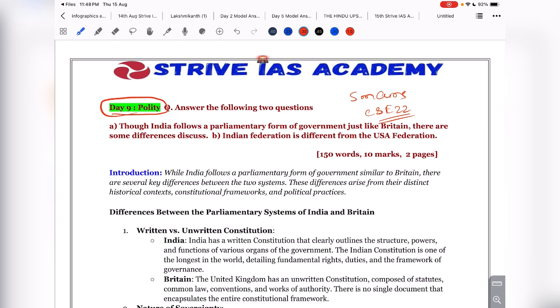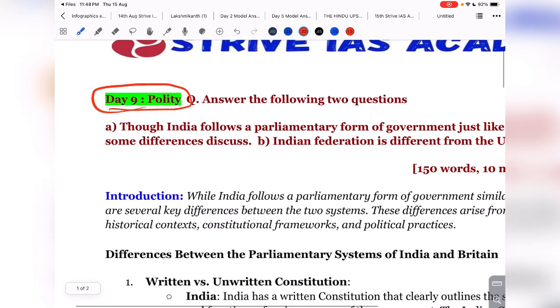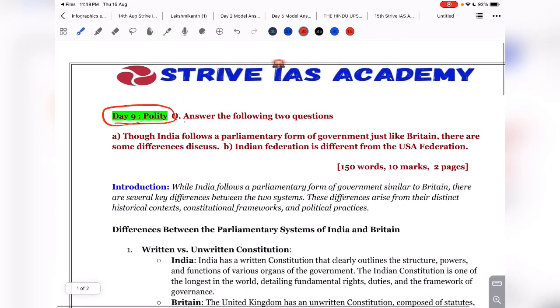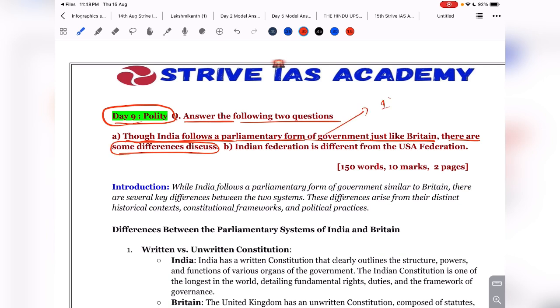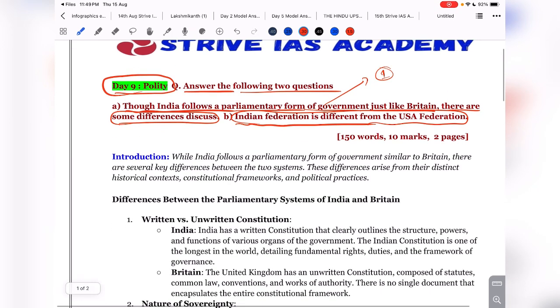Okay, let's start. Today we are going to discuss day 9 polity. So first let's read the questions. Answer the following two questions. Although India follows the parliamentary form of government just like Britain, there are some differences; discuss. This is the first part of the question, and the second part: the Indian Federation is different from the US Federation. So first you have to discuss what the differences are.